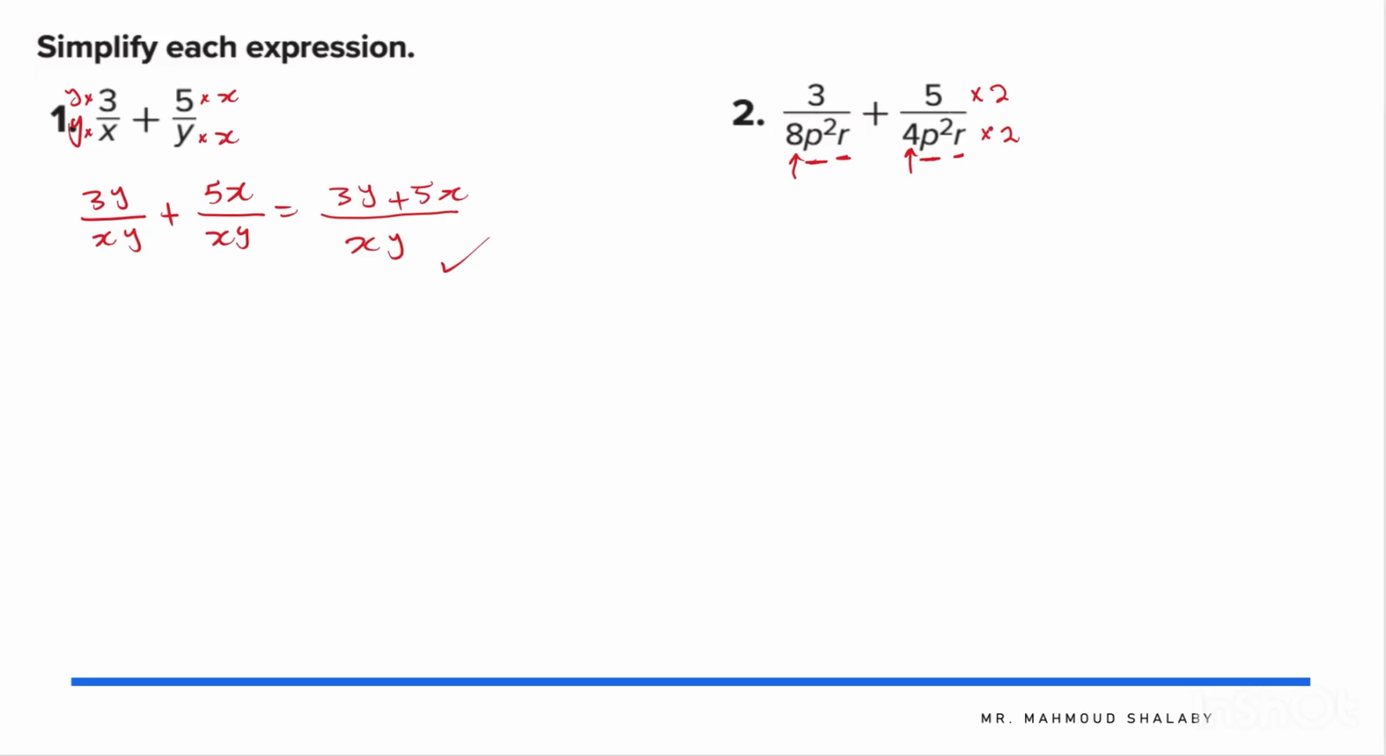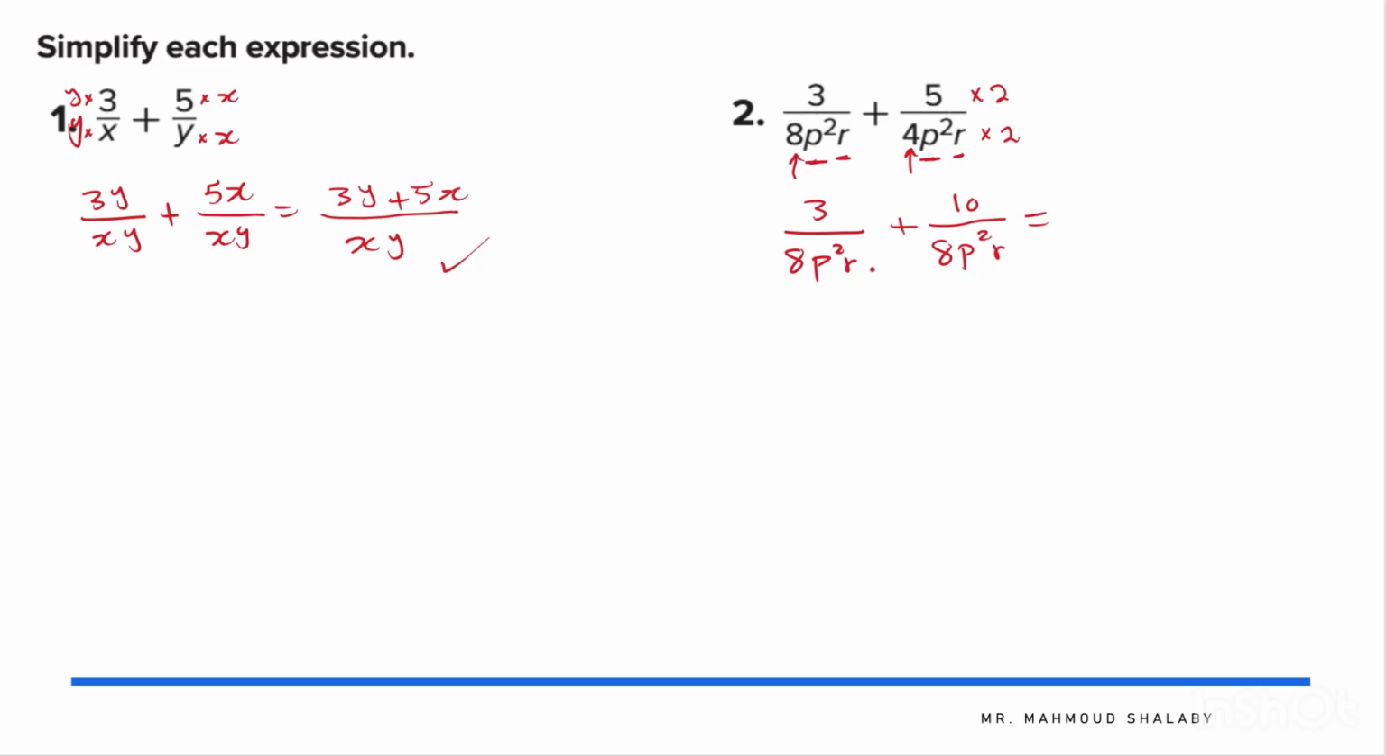So to change it to 8, I will need to multiply the 4 and everything here by 2, and if I do something down, I will do it up, which means I will come up with two fractions, but this one will not change because I need it as it is. I don't have a problem with it at all. And this one will be 5 multiplied by 2 is 10, 4 times 2 is 8, p squared r.